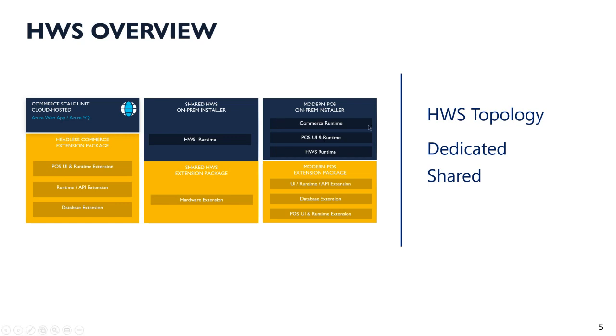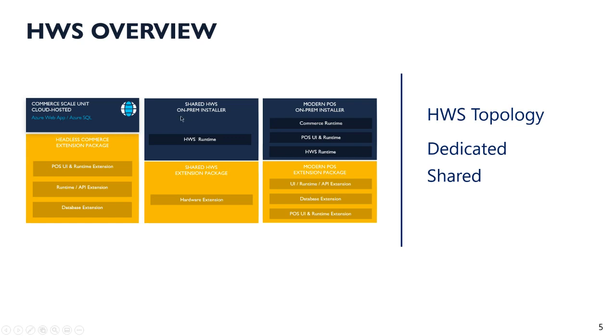If you see on my right side here, there is the hardware modern point of sale on-prem installer, which has the hardware station runtime embedded within it. So you don't have to do anything additional. You just install the modern point of sale, and it knows to use this hardware station runtime within the point of sale, and then it will connect to the right device. This is one type.